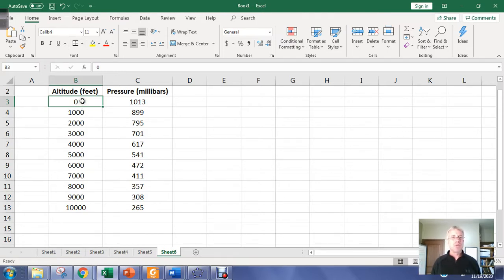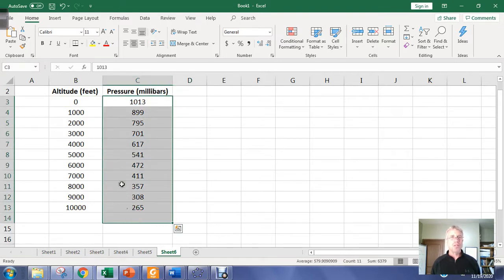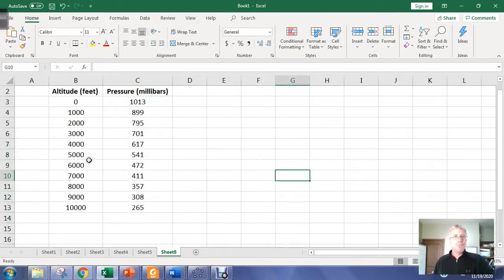So negative numbers would indicate below sea level. Positive numbers here represent elevations or altitudes above sea level. And then we have air pressure measured in millibars as our outputs. Air pressure, the pressure you experience in an atmosphere, is dependent on your elevation. The further you are from the center of gravity of the planetary mass that's holding the atmosphere in, the less pressure you have.